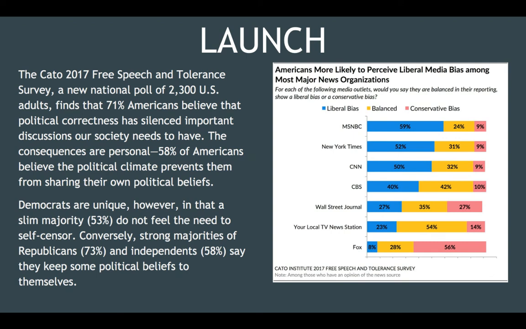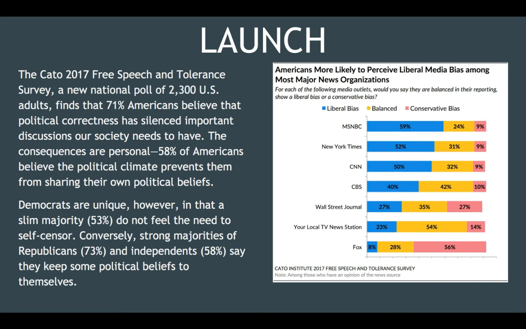Now, I'm going to launch you with this. The Cato 2017 Free Speech and Tolerance Survey, a new national poll of 2,300 U.S. adults, finds that 71% of Americans believe that political correctness has silenced important discussions our society needs to have. The consequences are personal. 58% of Americans believe that political climate prevents them from sharing their own political beliefs. Democrats are unique, however, in that a slim majority, 53%, do not feel the need to self-censor. Conversely, strong majorities of Republicans, 73%, and independents, 58%, say they keep some political beliefs to themselves. Now, what do you think that is?